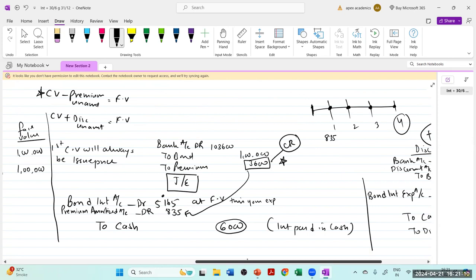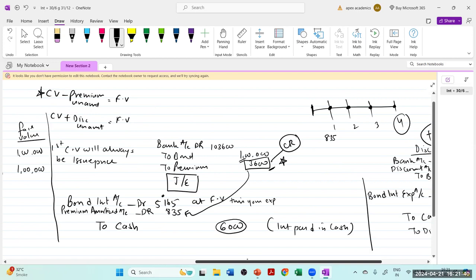And haven't you booked an income over here of 3,600 in one go? You credited it in one shot, you booked an income. Correct? But is that income for one period? No, it has to be allocated over each interest cycle. How much of that income that is already recognized now you are going to reverse? 835. Why? Because that is the difference between the interest expense and the cash paid.